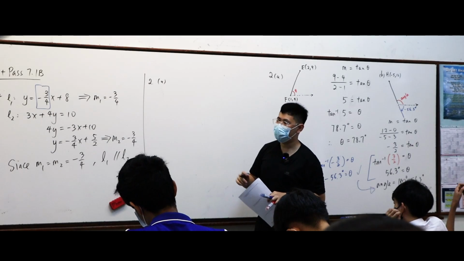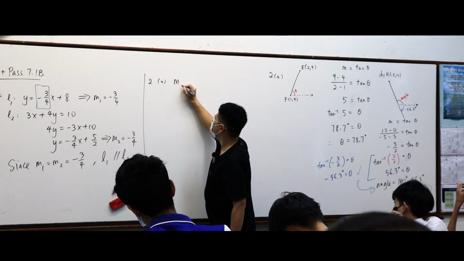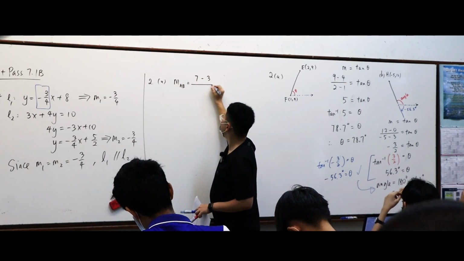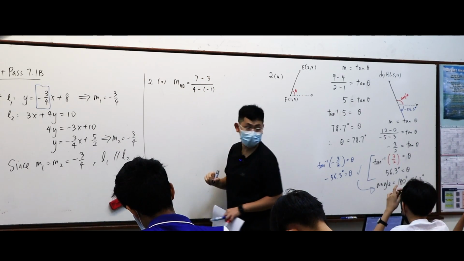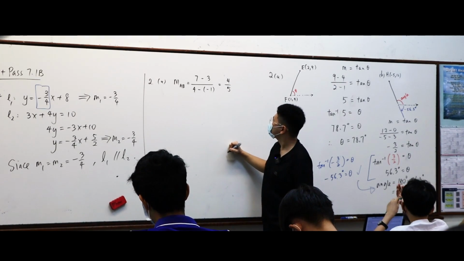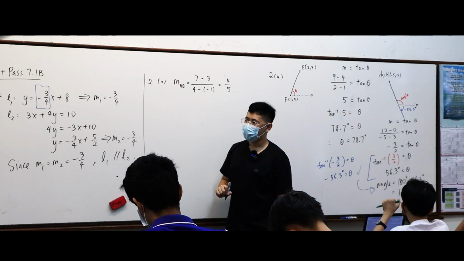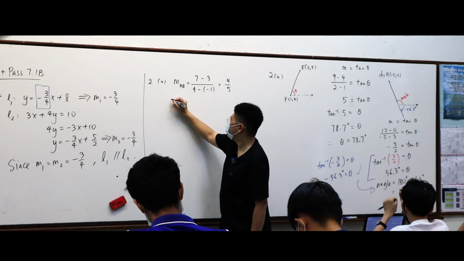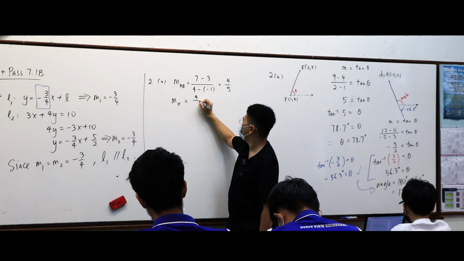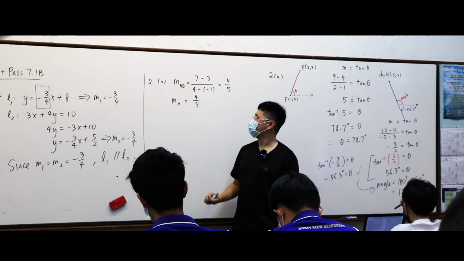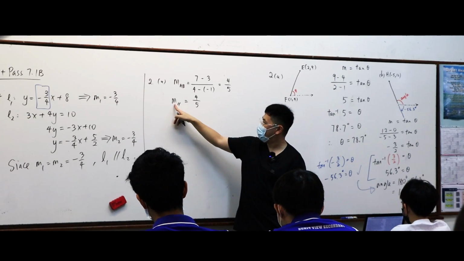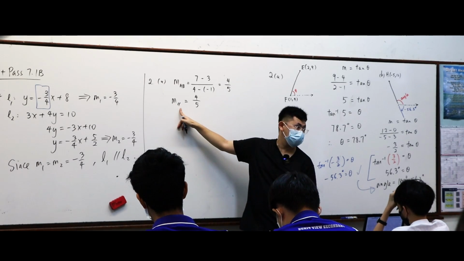For question 2A, we have AB. So the gradient of AB is going to be equals to (y2 minus y1) over (x2 minus x1). So this one is going to be 4 over 5. So what's the gradient for the other line? The gradient of the parallel line is also going to be 4 over 5. If I don't know any symbol, I can just put m. You can put m2, you can also put m parallel line, also can.